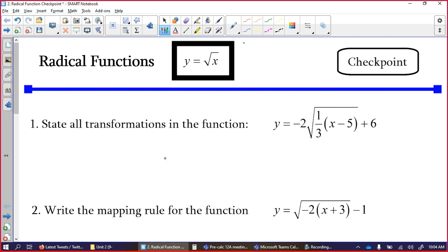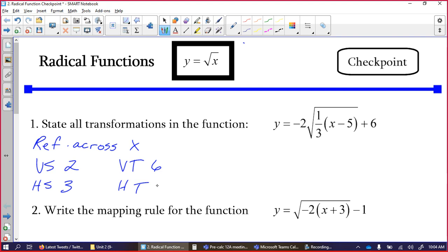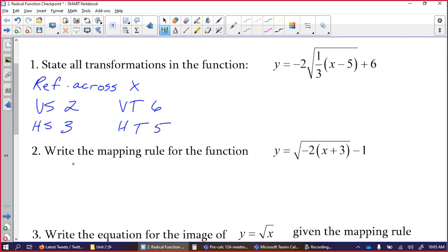State the transformations. Where's my cursor? Up there. So we've got a negative in front of the y, so there's a reflection across the x. There's a vertical stretch of 2. There's a horizontal stretch of 3. There's a vertical translation of 6. And a horizontal translation of 5.